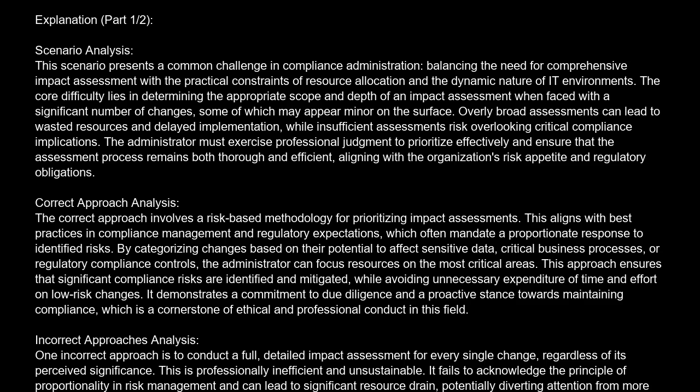Incorrect approaches analysis. One incorrect approach is to conduct a full, detailed impact assessment for every single change, regardless of its perceived significance. This is professionally inefficient and unsustainable. It fails to acknowledge the principle of proportionality in risk management and can lead to significant resource drain, potentially diverting attention from more critical compliance activities. Ethically, it represents a poor stewardship of organizational resources.